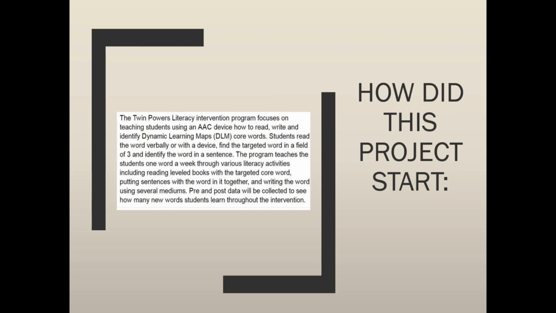Students will then read these words either verbally or with their device. They'll find the targeted word in a field of 3, and they'll identify that word in a sentence. So we're measuring 3 different ways students can identify that word. The program teaches the students 1 word a week through various literacy activities, including reading level books with the targeted core word, pulling sentences with the word in it together, and writing the word using several mediums. So a lot of this I'll show you step by step on how to introduce the word, the activities we do to support learning, and we'll talk about why these words were selected as well.